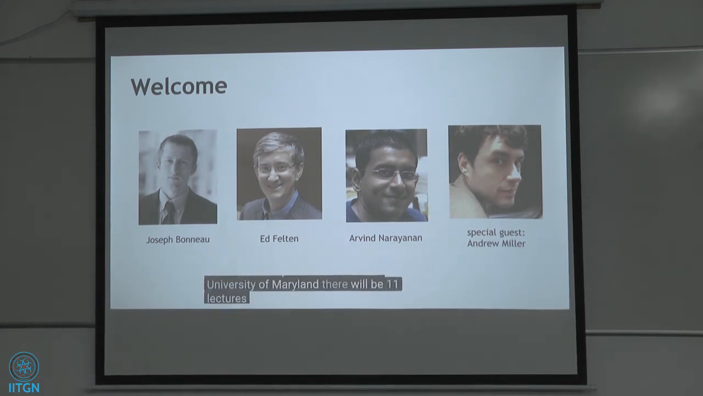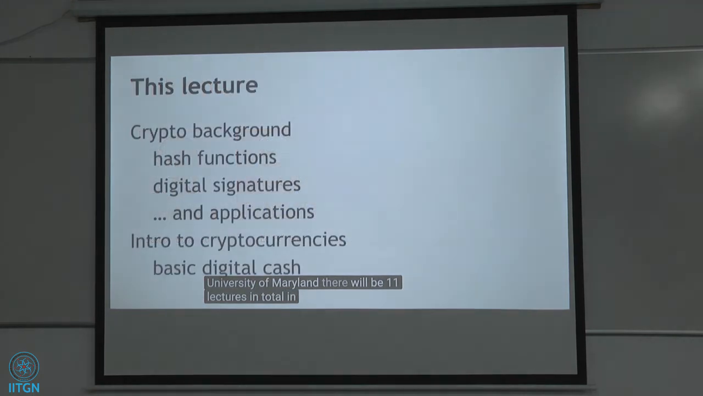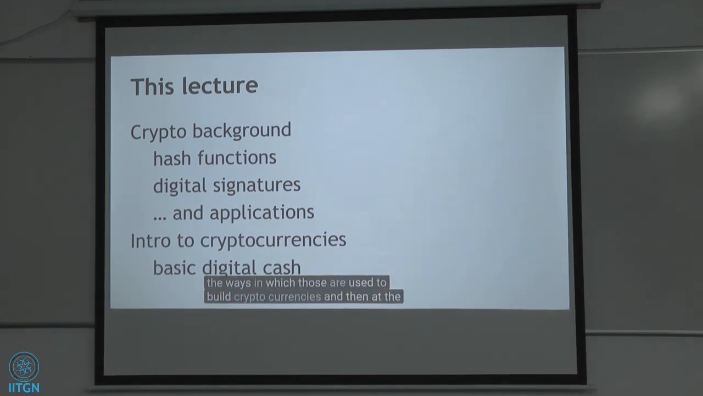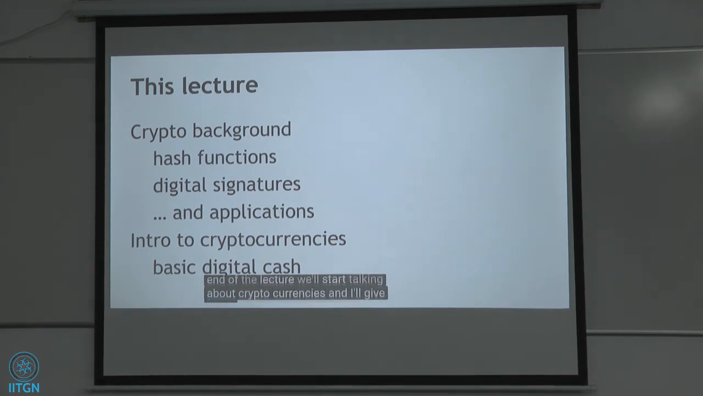There will be 11 lectures in total. In this lecture number one, we're going to do two things. First, we'll introduce some cryptographic primitives that turn out to be necessary for talking about cryptocurrencies. In particular, we'll talk about cryptographic hashes and digital signatures, and we'll talk about some of the ways in which those are used to build cryptocurrencies. And then at the end of the lecture, we'll start talking about cryptocurrencies. And I'll give some examples of simple cryptocurrencies that illustrate some of the design challenges that we need to deal with.